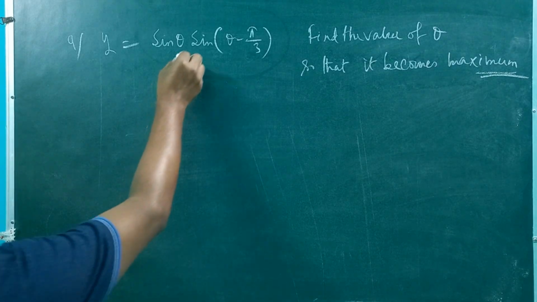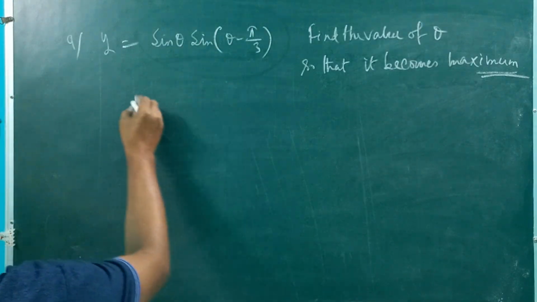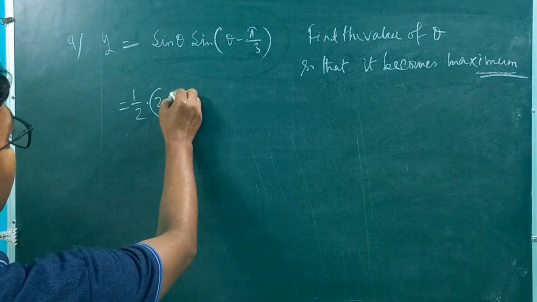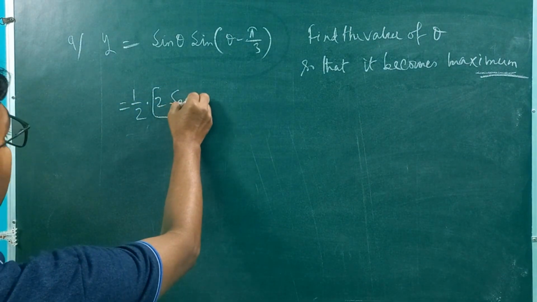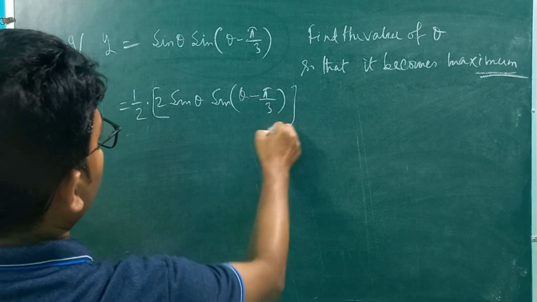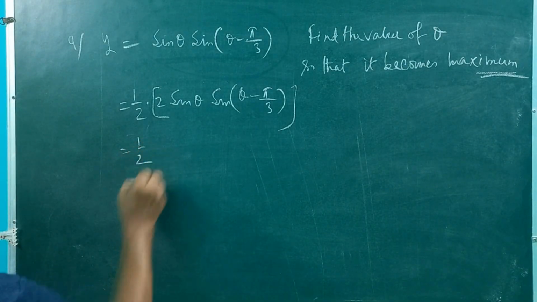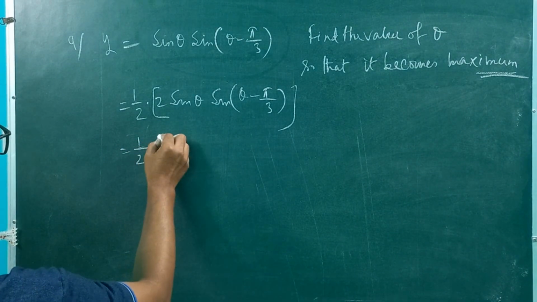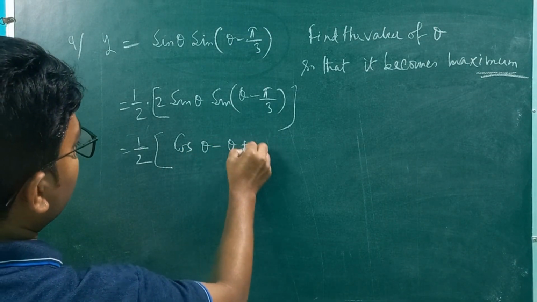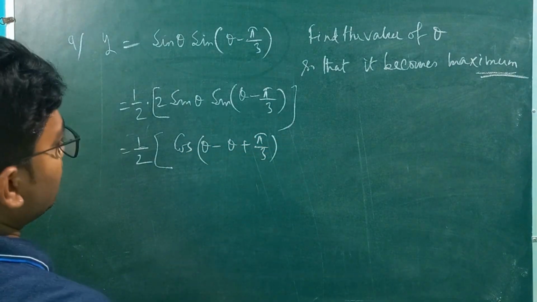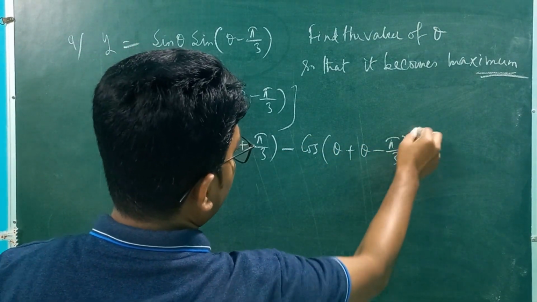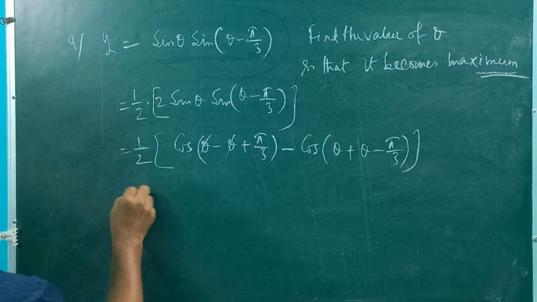Now I will just convert this product into sum, and that's why I will adjust this 2 factor to sin theta minus pi by 3. So 2 sin A sin B is cos(A minus B), theta minus theta plus pi by 3, minus cos(A plus B). So this theta is cancelled.